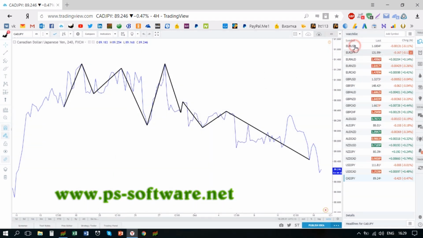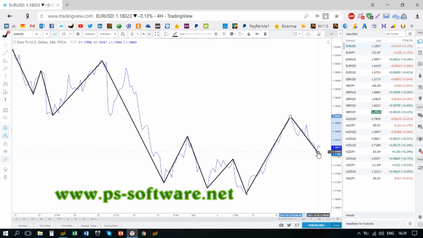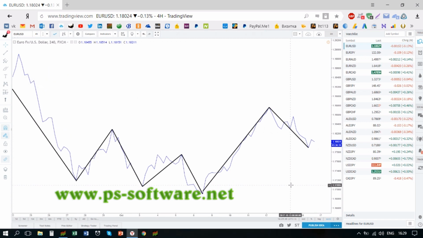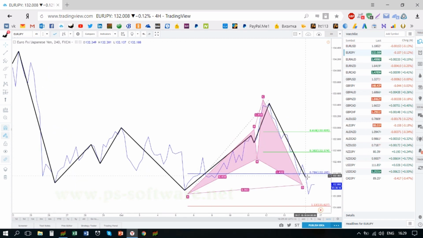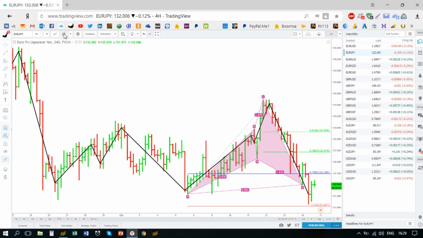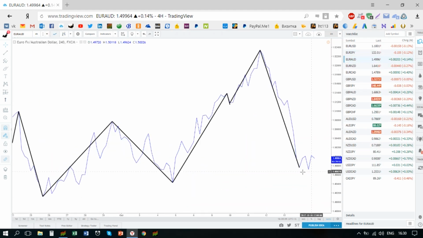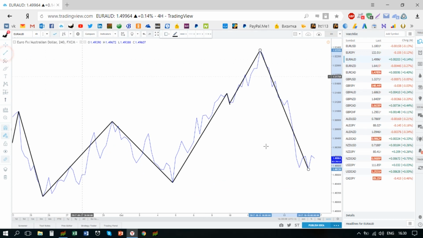Start from Euro Dollar, from top to the downside. What we have for now? We simply moved slightly lower, like this. Okay, Euro Yen. Here's the Cypher that I was talking about. It moves towards the targets, and the targets should be adjusted because we have a new reversal point. Hopefully it moves higher, but if it doesn't, well, my risk is not that big to be worried about the losses.